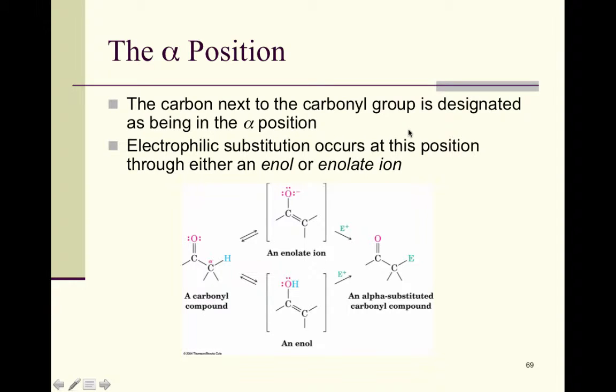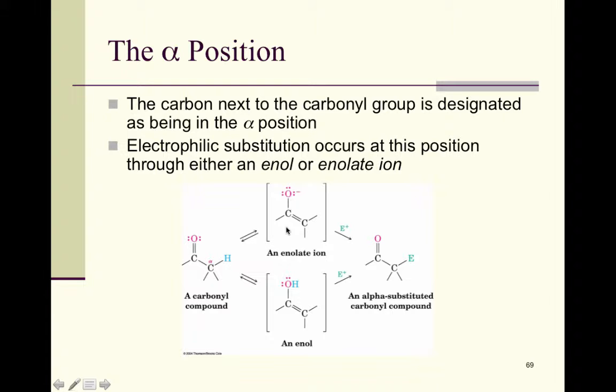The alpha position, the carbon next to the carbonyl group, is designated as being the alpha position. Here we have our carbonyl carbon. Here's the alpha position. Electrophilic substitution occurs at this position through either an enol or enolate ion. If we look at this graphic going up towards the right, this is the example of an enolate ion being formed. We can see we have a reversible arrow here.